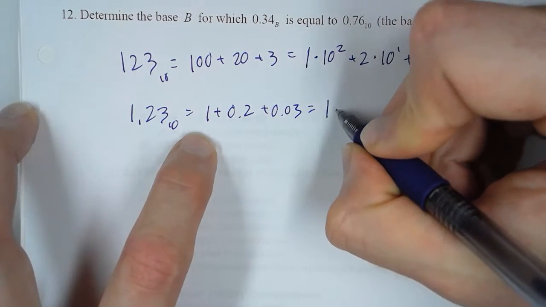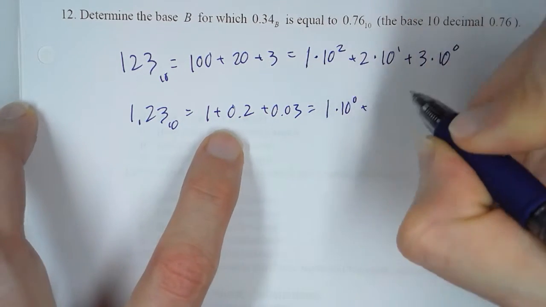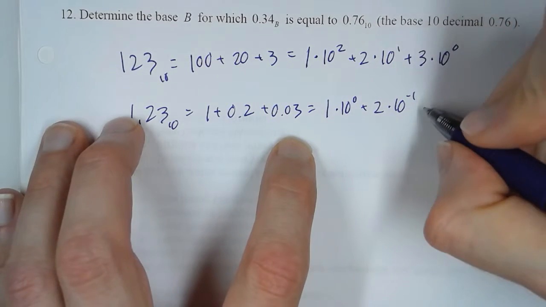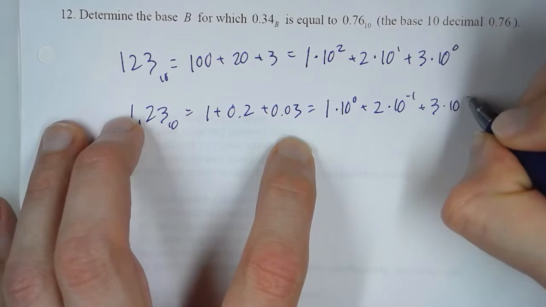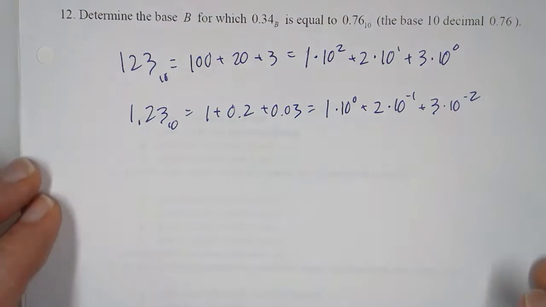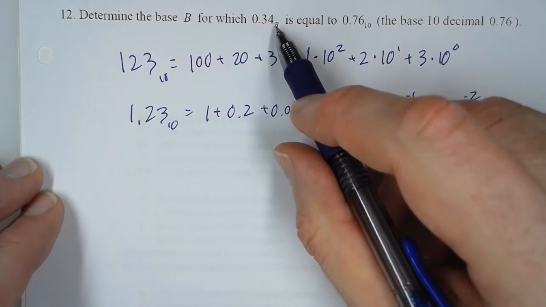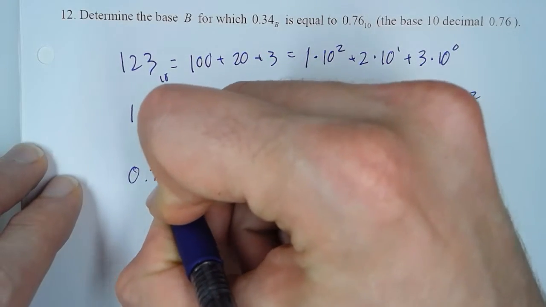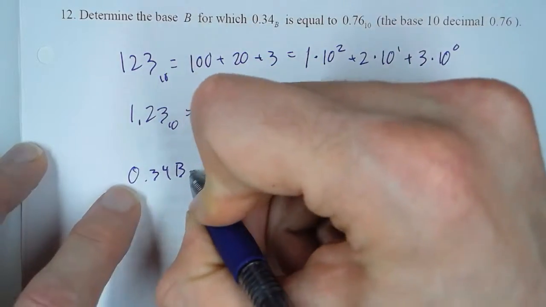Well, we have 1 group of 10 to the 0. We have 2 groups of 10 to the negative 1 power. And then we have 3 groups of 10 to the negative 2 power. So what we have here is this mystery base. And we're saying this mystery base is 0.34 to base b.